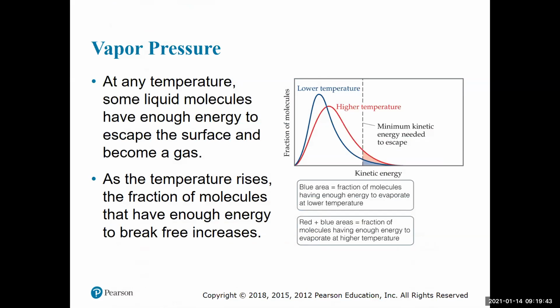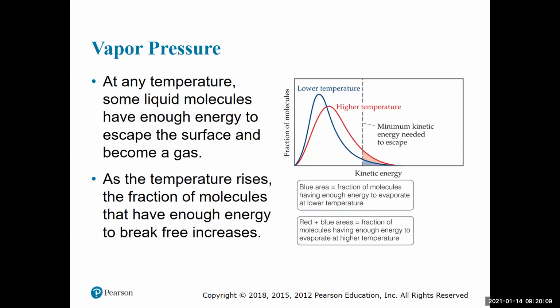So when you have liquid molecules, there are some of them that always have enough energy to get to the surface and then escape the solution, okay? And when they escape the surface, they become a gas. As you increase the temperature, more of this happens.